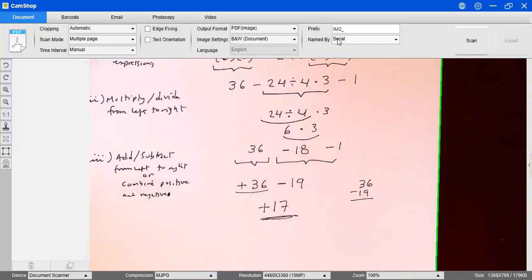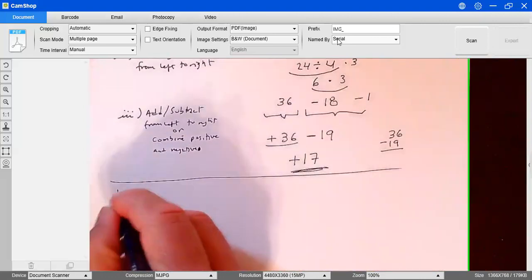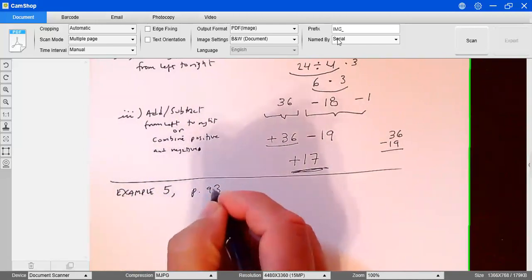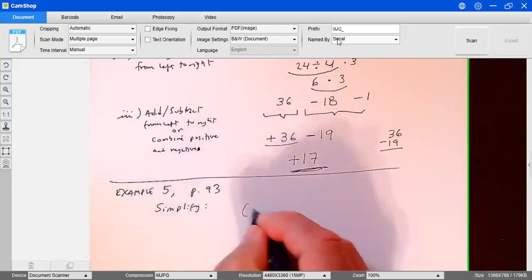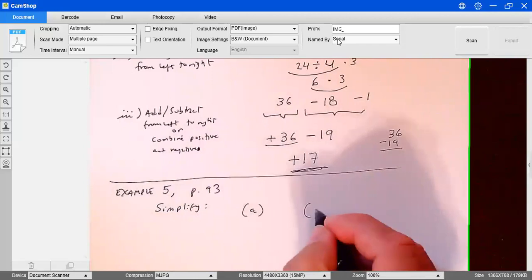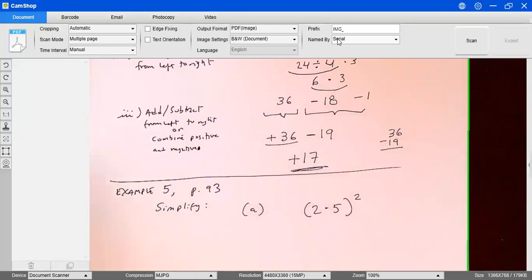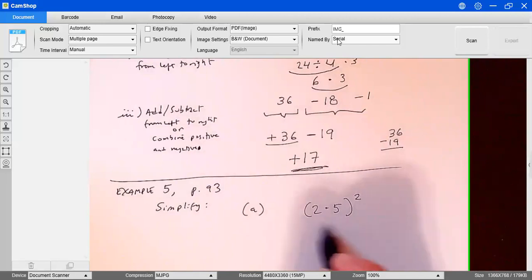So now we go to page 93. On page 93, we have example 5. Example 5 on page 93 is more simplification. We're going to simplify first. We have 2 times 5 square. So here you have, this is the base and this is the exponent, but we have a grouping symbol here. We are grouping 2 numbers here.